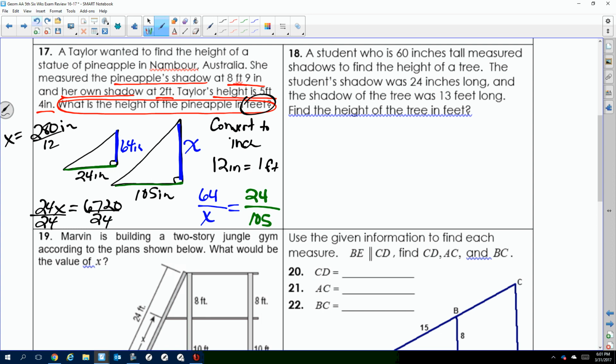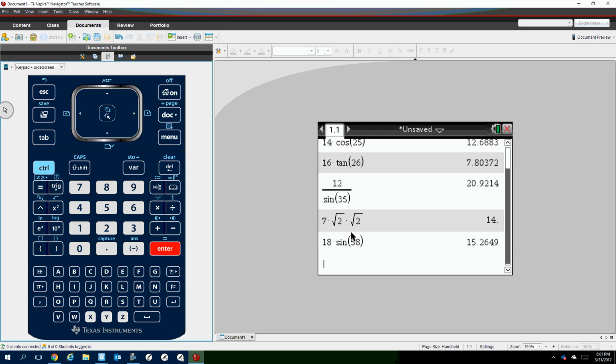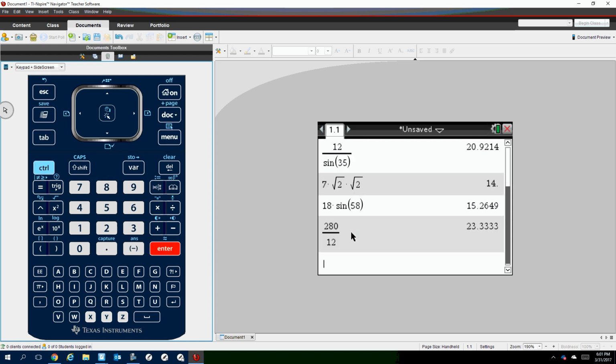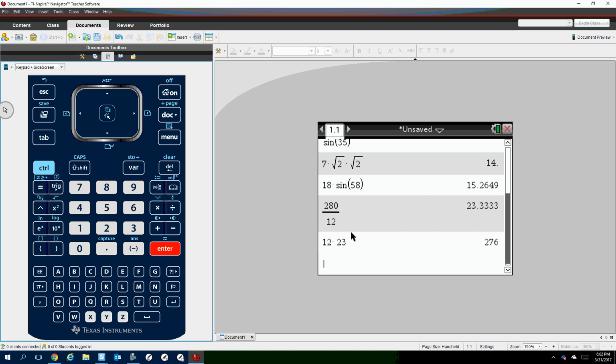And when I do that, I end up getting 23 feet, because the 12 can go into there 23 times. So 23 feet and 4 inches. Let's talk about that too. If you put 280 divided by 12 in the calculator, we have a decimal here, right? So that means we have a remainder. 12 times 23 is 276. How many more inches do I need? 4 to make 280, okay?